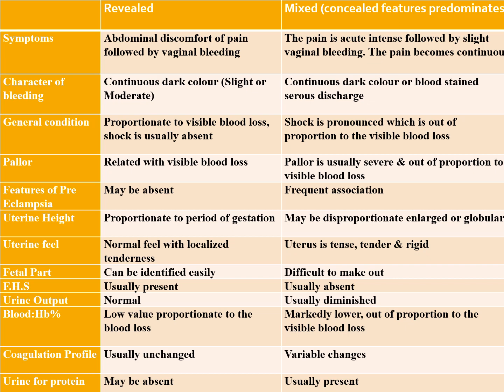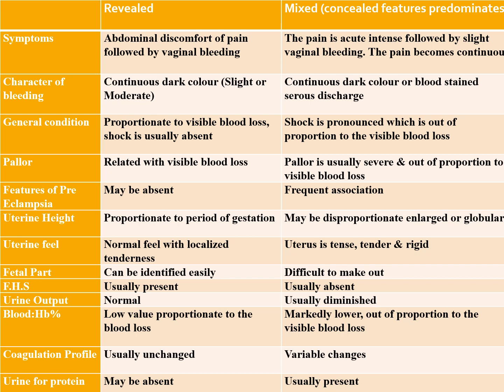Coming to the next point, that is pallor. If you compare the pallor between revealed and mixed type, in revealed type, the pallor in the patient correlates with the visible blood loss. So if so much blood loss is there, the pallor is more. If blood loss is less, the pallor is less in revealed.